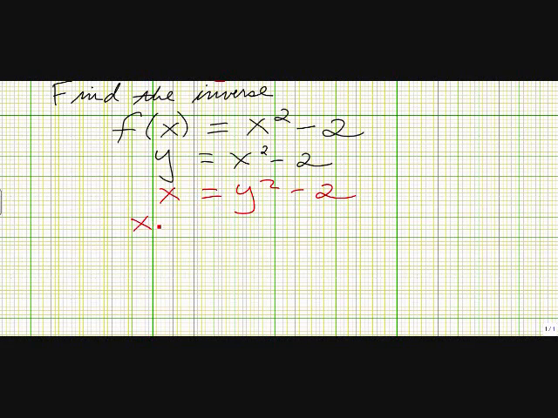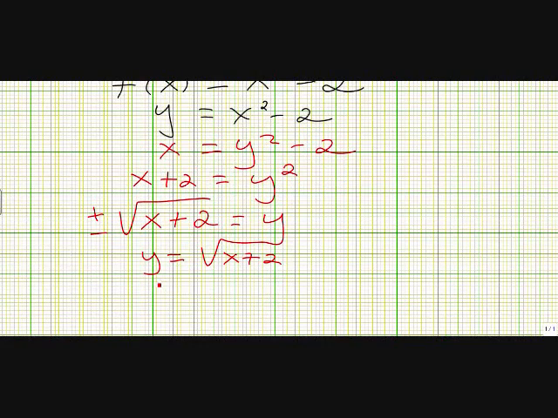Add 2 to both sides of this equation. I get x plus 2 equals y squared. To get y, I square root both sides of this equation. But remember, when you square root both sides of an equation, you always have to add the plus minus. When I add the plus or minus, I have now turned this into two equations. What this really means is y equals the positive square root of x plus 2, and y equals the negative of the square root of x plus 2.